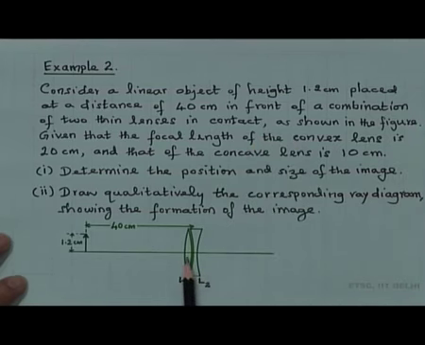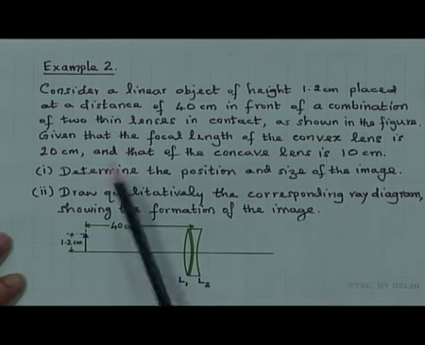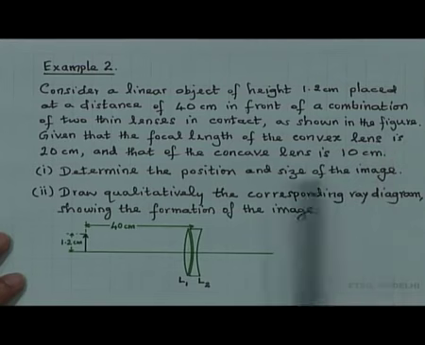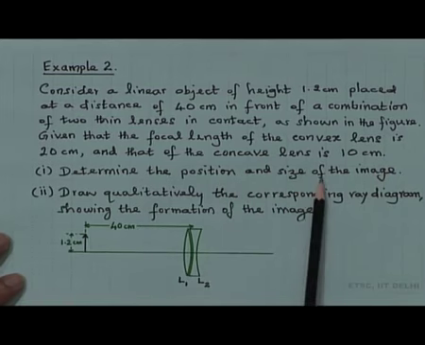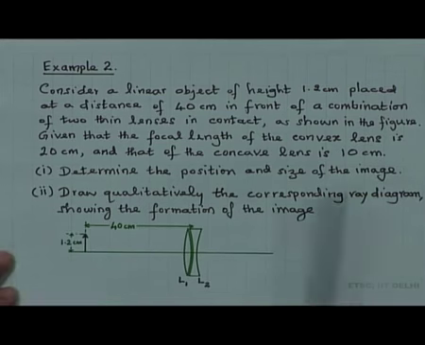The figure shows L1 and L2, two lenses, convex and concave, and at 40 centimeter in front of this combination, a linear object of height 1.2 centimeter is placed as shown in the figure. Given that the focal length of the convex lens is 20 centimeter and that of the concave lens is 10 centimeter, determine, first, the position and size of the image. Second, draw qualitatively the corresponding ray diagram showing the formation of the image.